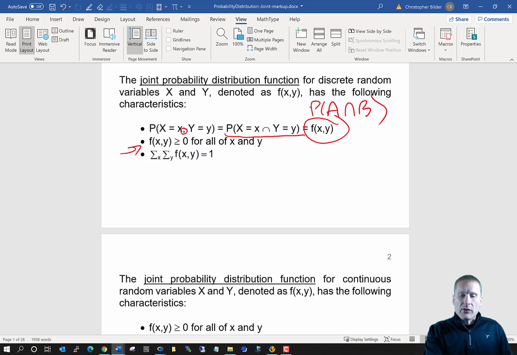F of xy is always going to be greater than or equal to 0 for all possible values of x, all possible values of y. And if I were to take the sum over all the possible values of x, sum over all the possible values of y, f of xy, I get 1. This just corresponds to how the sum of all possible things that can happen in terms of the corresponding probabilities sums up to 1.